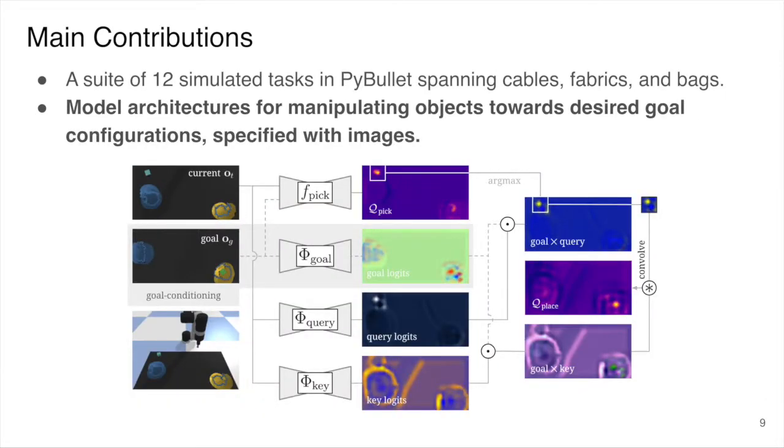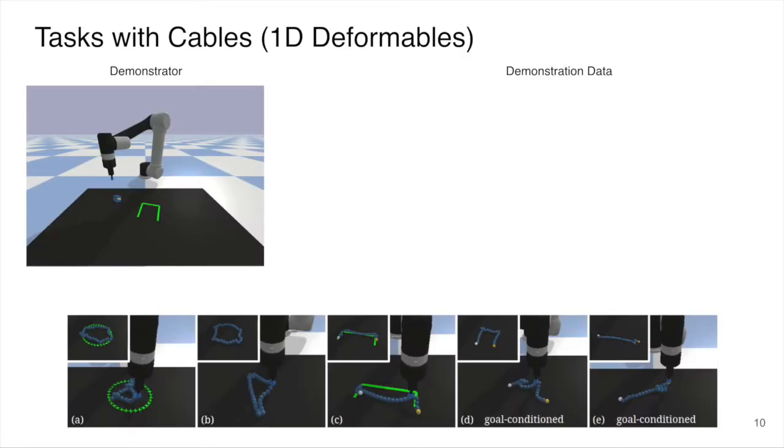The other main contribution of this work is a set of model architectures for manipulating objects toward desired goal configurations specified with images. And I also want to highlight here that this is well suited for deformables because given a desired goal configuration for a deformable, it may be difficult to specify this with a series of poses. All the tasks in the suite come with a standardized setup with a UR5 robot arm and a workspace of objects in front of it.